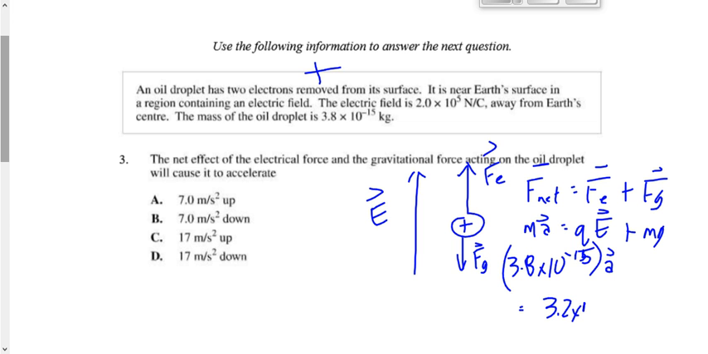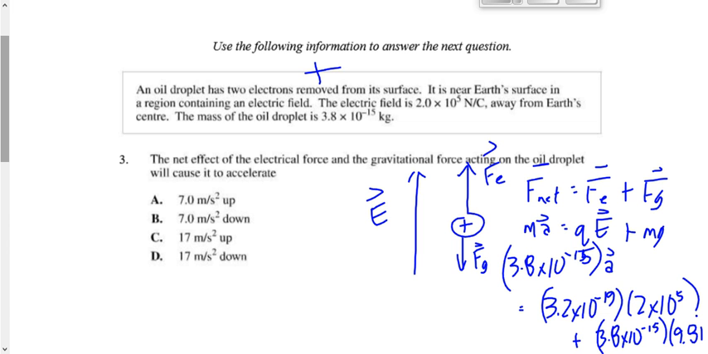3.2 is my charge, 2 electrons. Electric field is 2 times 10 to the 5 plus mass 3.8 times 10 to the minus 15 times 9.81. Let's worry about signs now. Is the electric force positive or negative? Kelly, electric force positive or negative here? Yeah, you do. Good. So, Kelly, we are going to make that positive. You're right. Gravity is going to be which way? We're going to make that negative because it's downwards, right?